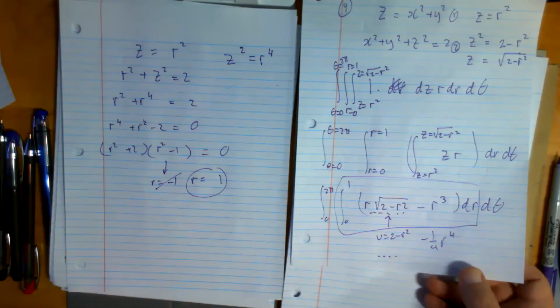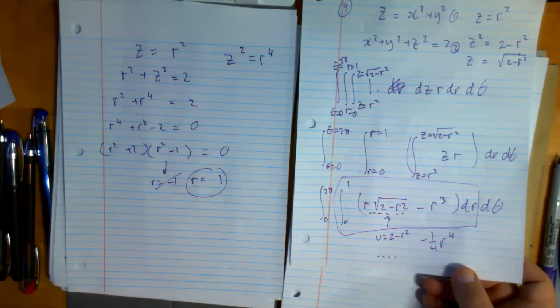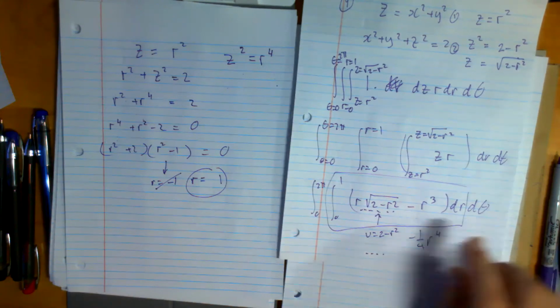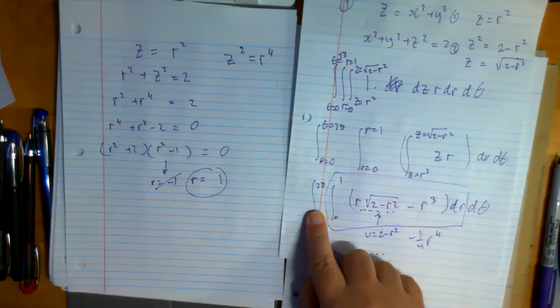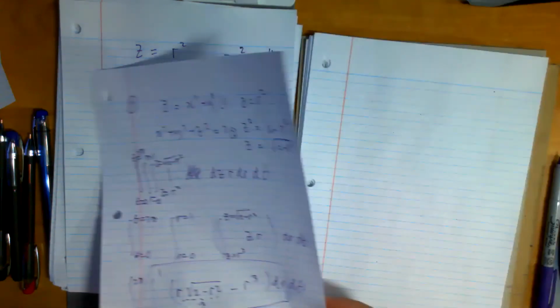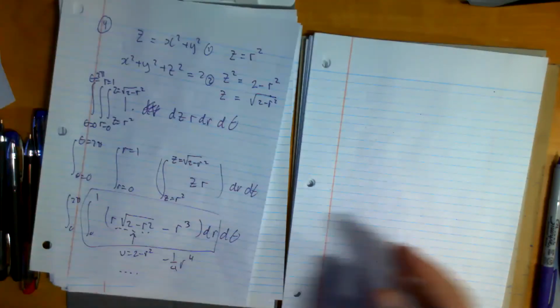Can we call that one done? I mean, I could keep going, but it's really just messy, isn't it? It's Calc 2 stuff. And isn't that guy there just going to get you 2 pi because it doesn't even have a theta? So that's the end of that one.